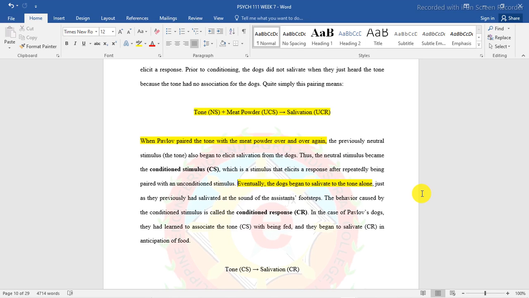Just as they previously had salivated at the sound of the assistant's footsteps, the behavior caused by the conditioned stimulus is called the conditioned response. So, yung behavior na yun na na-condition na, conditioned response na yung tawag. Yung salivation na na-condition na, conditioned response na. So, in the case of Pavlov's dogs, they had learned to associate the tone with being fed. So meron nang association, associative learning na yung tawag diyan. They began to salivate, meaning conditioned response, in anticipation of food.